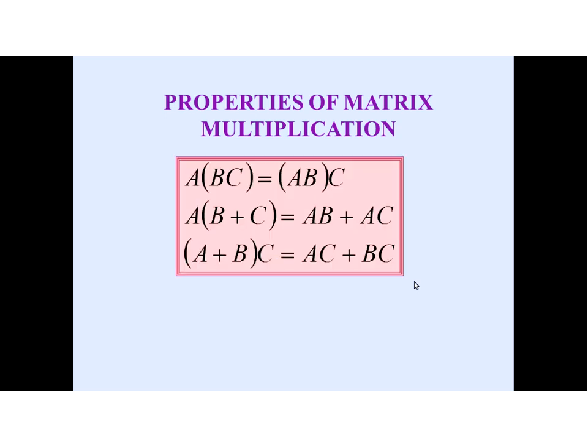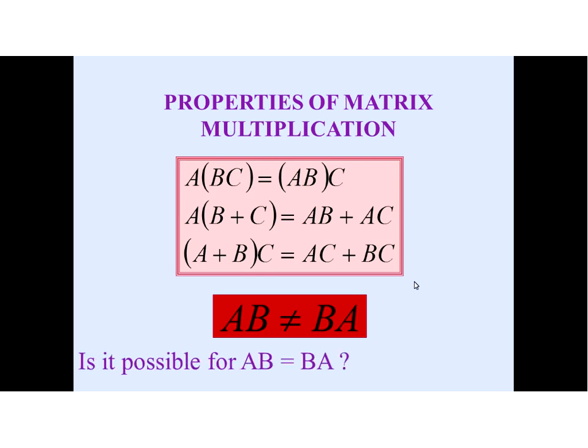So now I'm going further. Properties of matrix multiplication. These are some properties. If we have A into BC, it is equal to AB into C. And second, if we have A into B plus C, it is equal to AB plus AC. And if we have A plus B into C, it is equal to AC plus BC. These are the three properties that we use in matrices. But AB is not equal to BA in matrices.